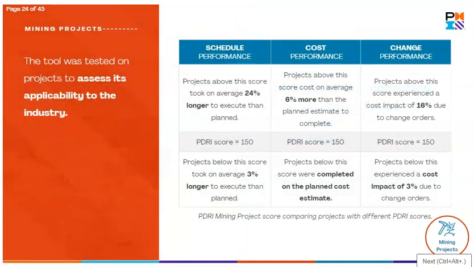The tool was tested on projects to assess its applicability to the industry. The testing showed projects with a PDRI score below 200 outperforming projects with a score above 200 across cost and schedule. The same results can be seen for change performance of projects with PDRI scores below and above 150.